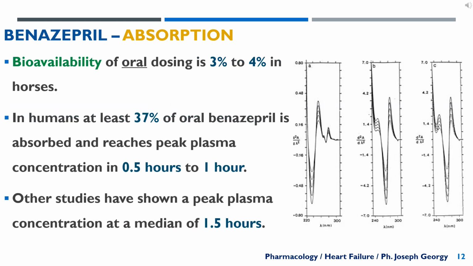About the absorption of benazepril, actually the bioavailability of oral dosing is 3 to 4% in horses. In humans, at least 35% of oral benazepril is absorbed and reaches peak plasma concentration in about half to 1 hour. Other studies have shown a peak plasma concentration at a median of 1.5 hours or 1 hour and a half.